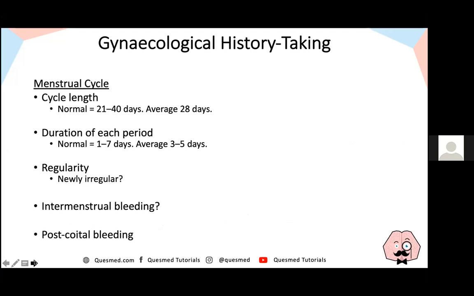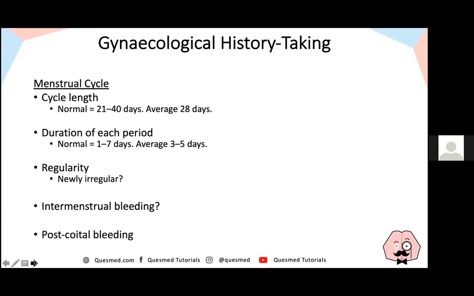The menstrual cycle should be regular, and if it's irregular, it's important to delineate, is that irregularity new? And intermenstrual bleeding, so that is bleeding or spotting between the normal periods. And again, we want to know, is that new? And that can be related to pathology, it can be related to contraception, it can be related to infection.